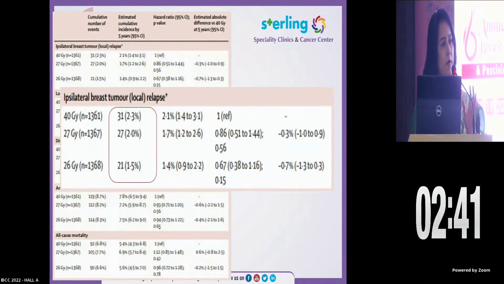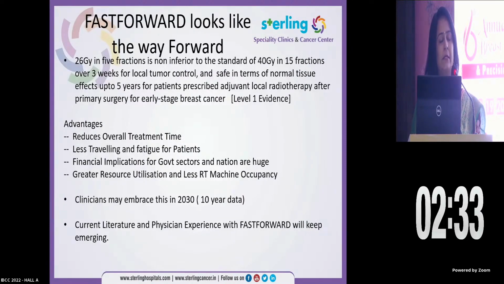And the initial results that we have seen have been very promising, because the ipsilateral breast tumor local relapse has been shown to be similar. But I think it is too early to comment and wind up and say that FAST-Forward is the future, because we don't have any data right now on the late sequelae. Of course, the initial results are very promising. It is reducing the overall treatment time.